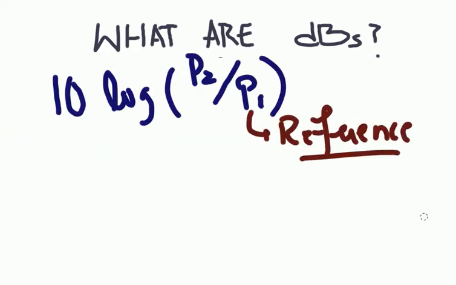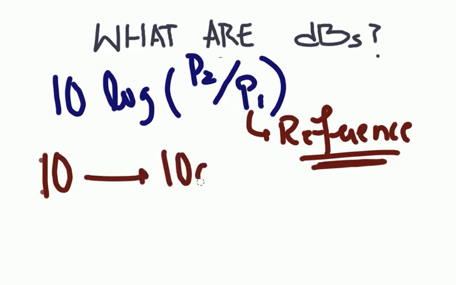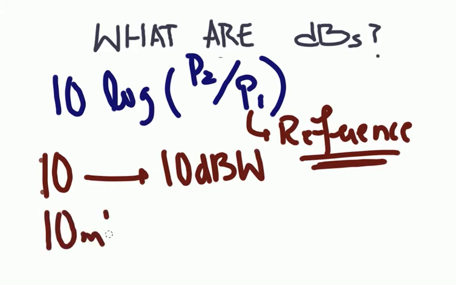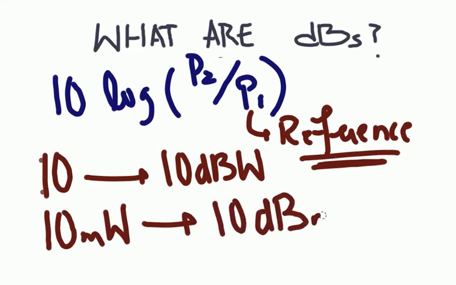In the formula 10 log of P2 divided by P1, this P1 value here is actually the reference value. If the reference is taken as 1 watt and the power is 10 watts, then this value will come out to be 10 dBW. Whereas if the reference is taken as 1 milliwatt and P2 is 10 milliwatts, then this value will be 10 dBm.